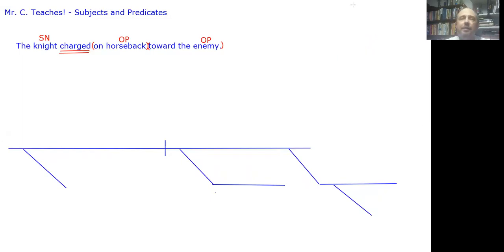Now, keep in mind that I am kind of using these terms somewhat interchangeably, all right? And I really should be a little more precise at this point in time. There is the simple subject and the simple predicate.